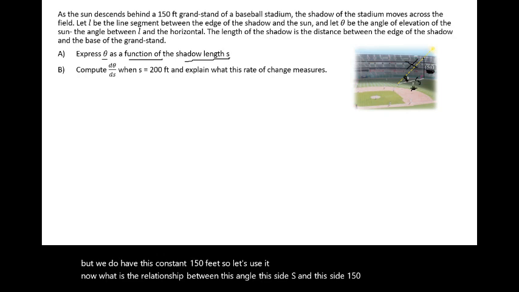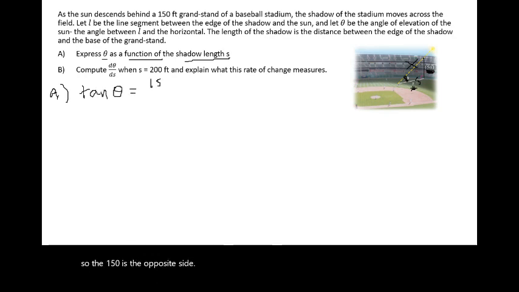So the 150 is the opposite side. S is the adjacent side. This is a tangent ratio. So I'm going to express this relationship as the tangent of that angle theta is equal to the opposite side 150 divided by the adjacent side S.